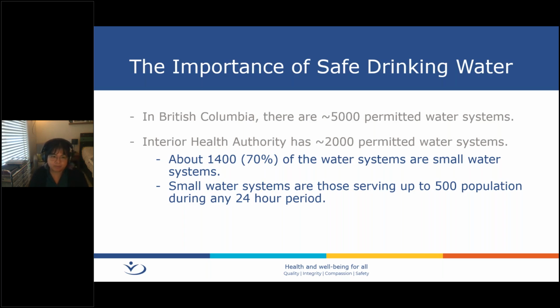Just a little bit of background information. In BC, there are about 5,000 permitted water systems across the province. Within the Interior Health region, there are about 2,000 permitted water systems, and these include small water systems, large water systems, and the environmental health standalone systems. About 1,400, about 70% of the water systems, are small water systems. These are the systems that serve up to 500 population during any 24-hour period.